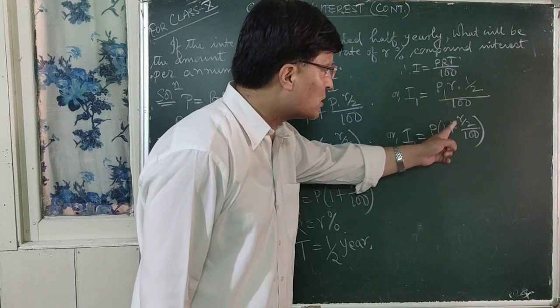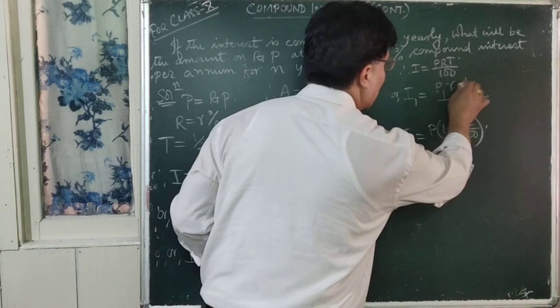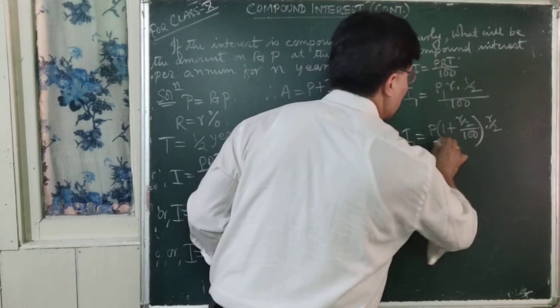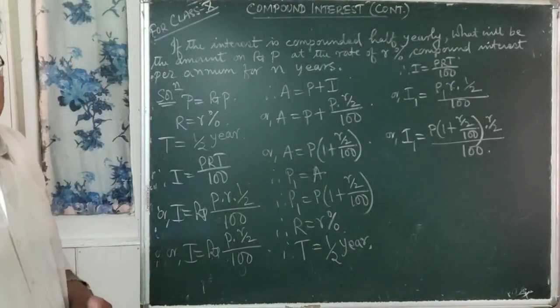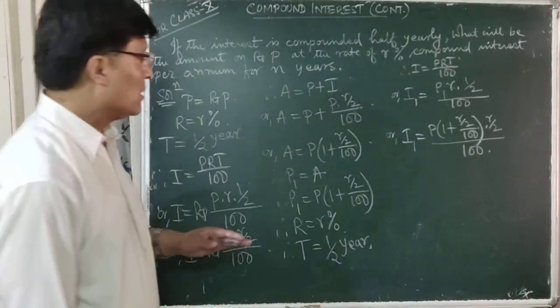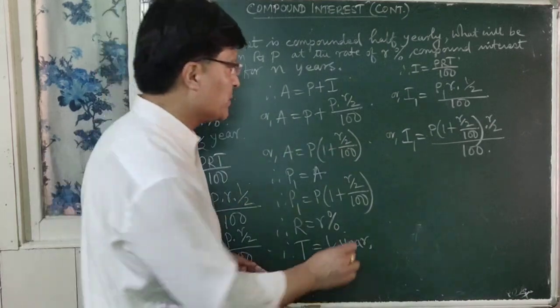P1 is P into 1 plus R by 2 divided by 100. Okay? Into, this is R by 2 divided by 100. This is the value for I1. Is that clear? So let us calculate the new amount after the next 6 months.